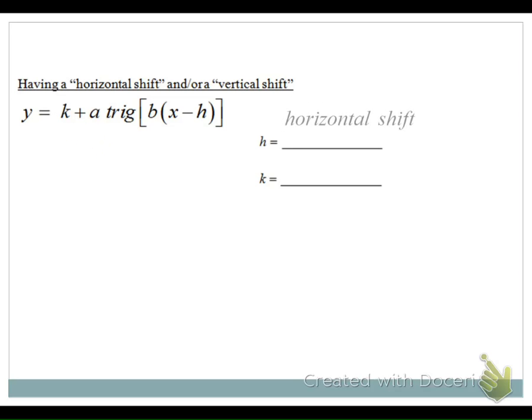The H value will be the horizontal shift, but since there is a minus in the equation, we will have to do the opposite of what is after X. K will be the vertical shift of your graph, and since it is a positive in the formula, you will use the actual value. Please remember that A will be changing the amplitude of your graph, and B will be changing the period of your graph using the formula from section 14.1.